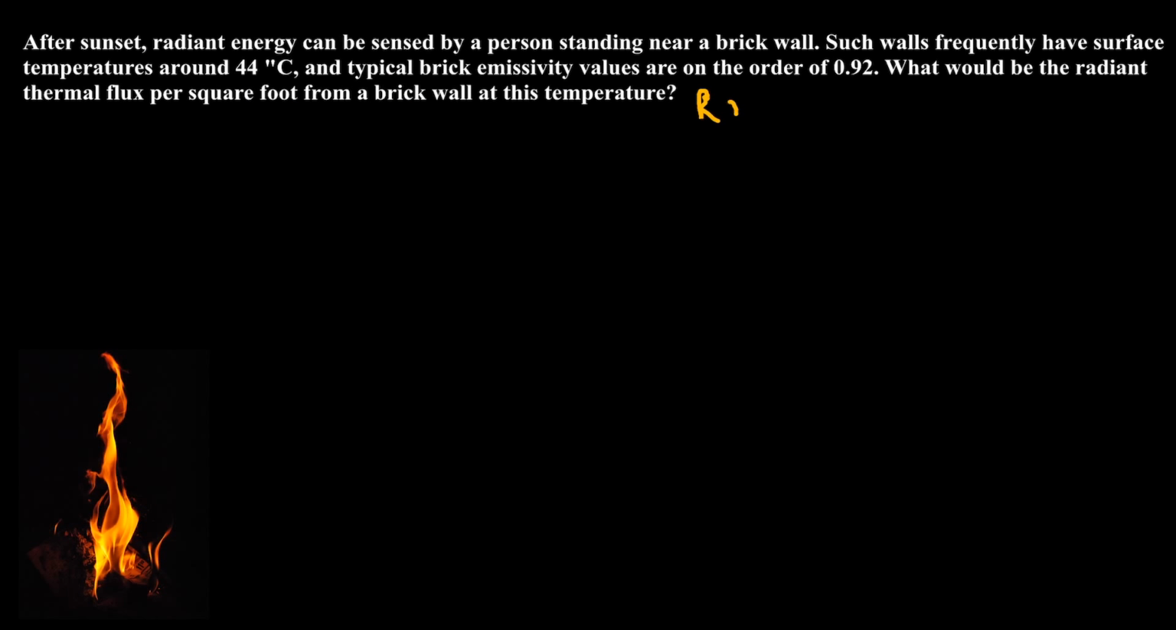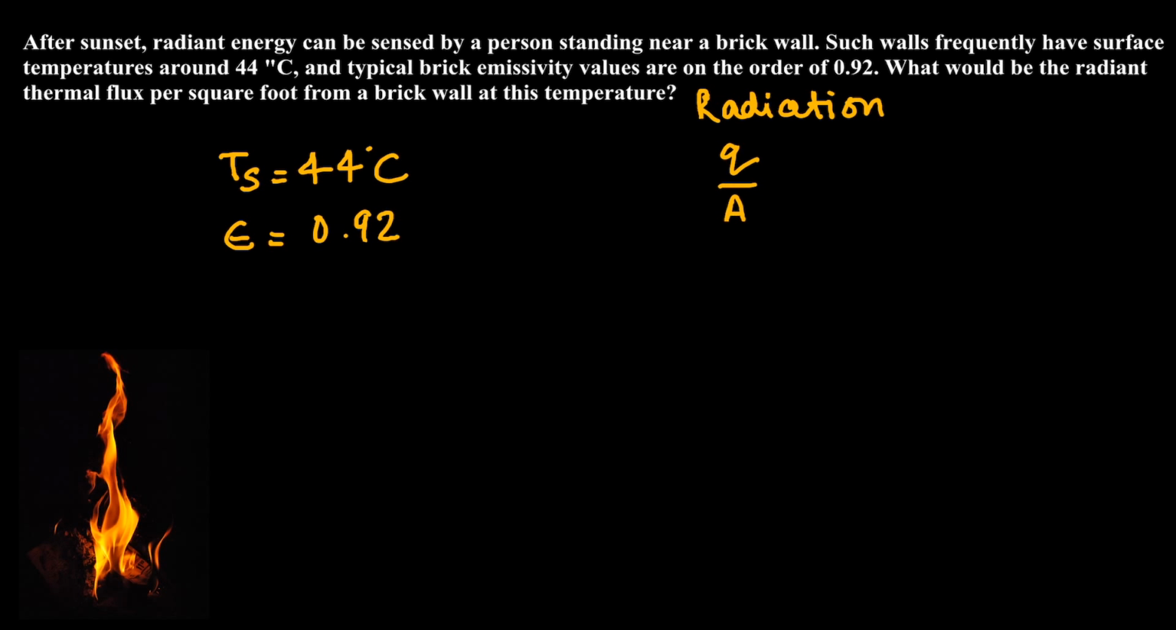Let's do this problem on radiation. So after sunset, radiant energy can be absorbed by a person standing near a brick wall. Such walls frequently have surface temperature around 44 C. And typical brick emissivity value is 0.92. What would be the radiant thermal flux per square area? So we need to find this. The radiation formula is this, E sigma A, T to the fourth. We need to get Q over A to be E sigma T to the fourth.